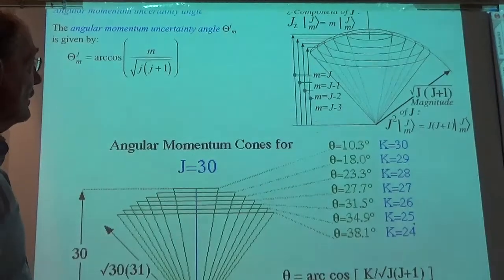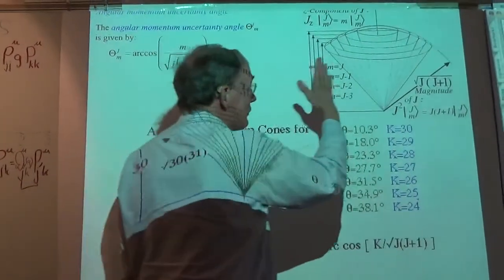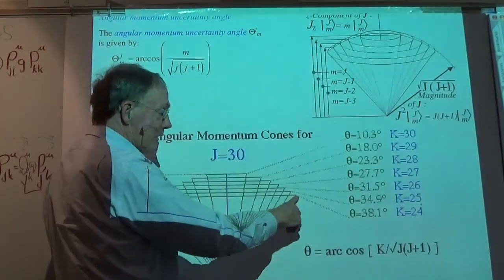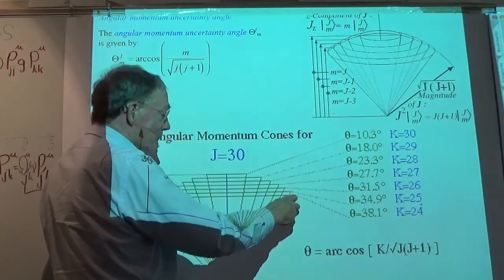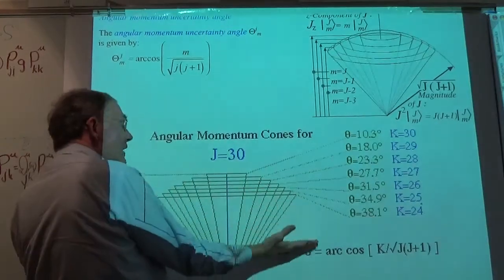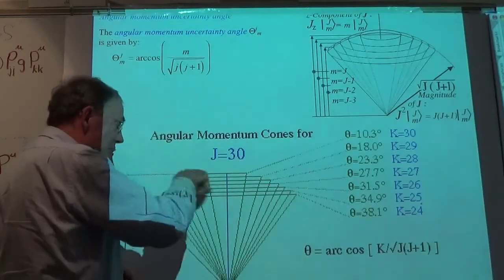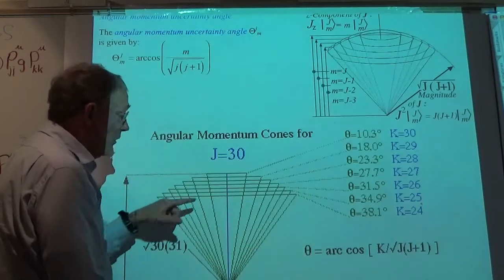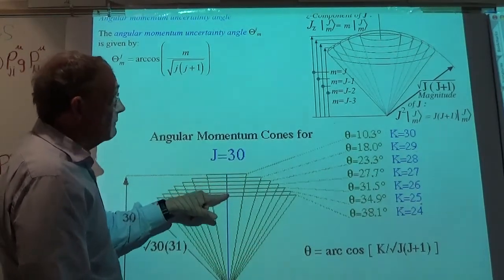Here's an example, j equal 30. There's an angle for each of these cones, because this magnitude here is 1/2 bigger. The vector doesn't just sit on the axis. The vector has to get pushed out, and the further down we go, the more the uncertainty of the x and y components grows. Z is perfect. We really know what the value of the z component is.